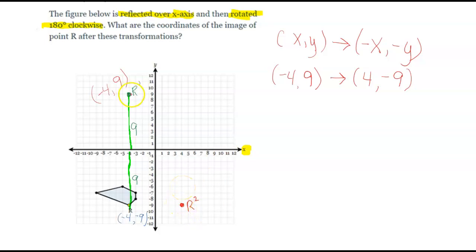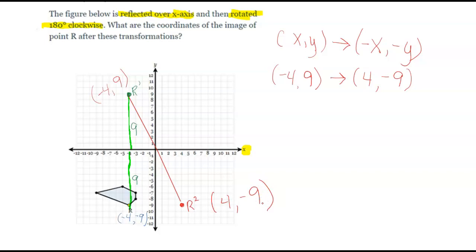I can check to see if this is a 180 degrees rotation by dropping in a line that comes from the original point, which in our case is where we just started, and then to the origin. Then I can go from the origin to my next point. Sure enough, that makes a straight line, so it's 180 degrees. Okay, so what coordinates of the image point are after these transformations? Well, that image is at 4, -9.